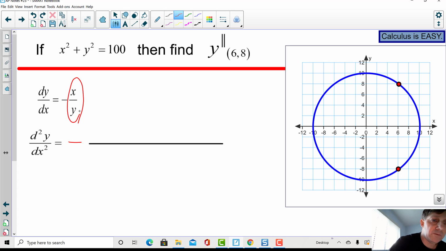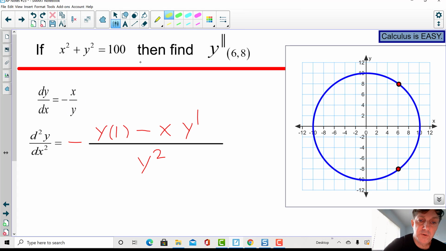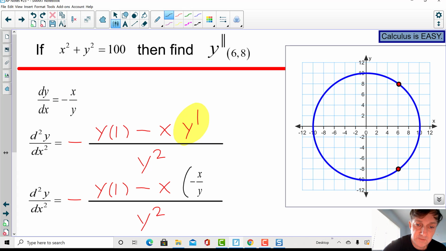Okay, when I do the derivative of x over y, it's going to be the bottom times the derivative of the top, minus the top times the derivative of the bottom. The derivative of y is just going to be y prime, all over the bottom squared. Now, one of the tricky steps is we're going to have to replace y prime with this piece over here. Okay, we're going to put parentheses around it.